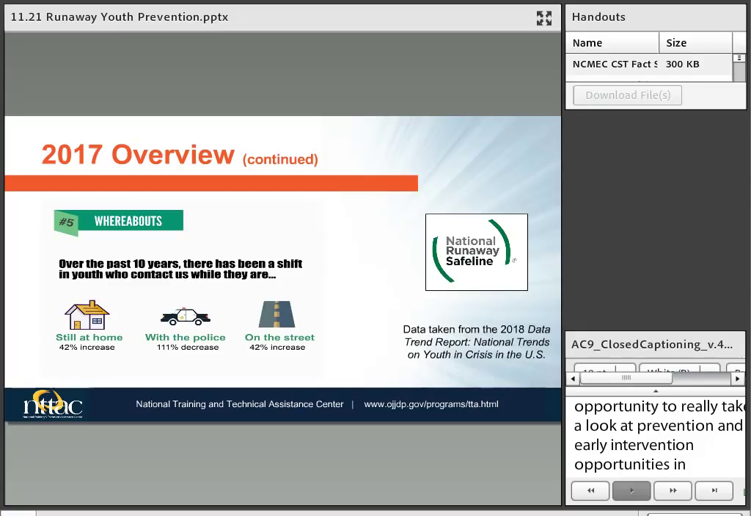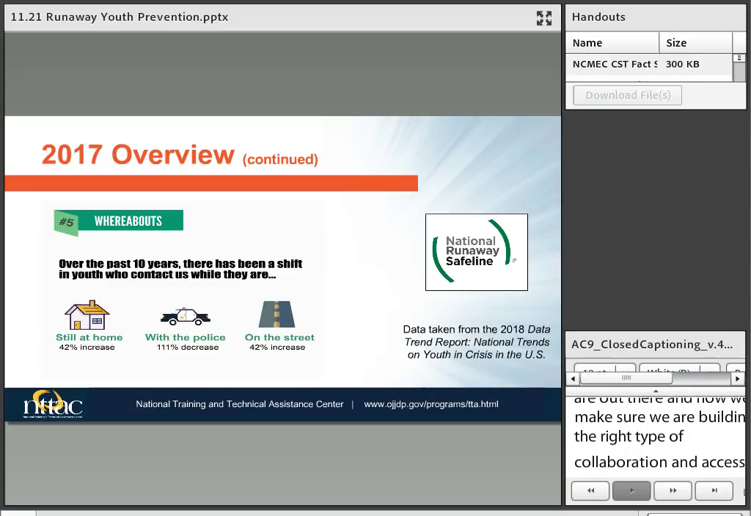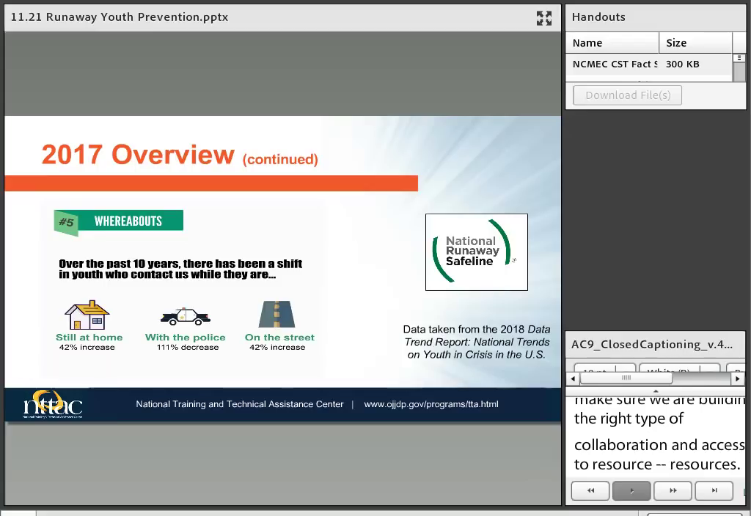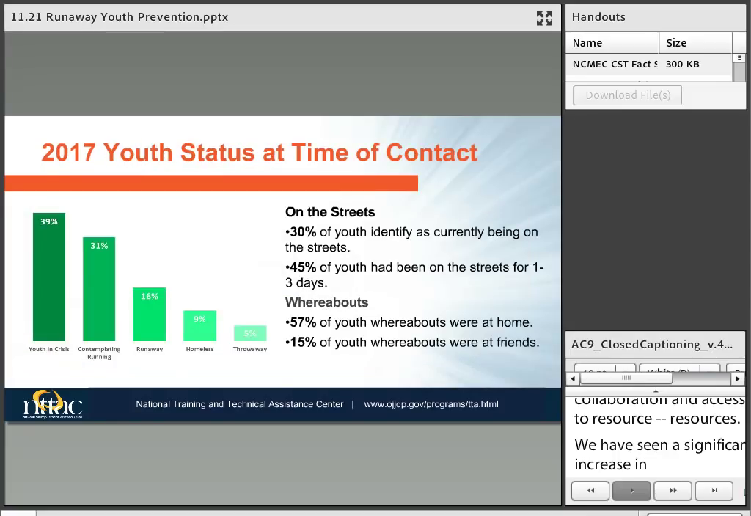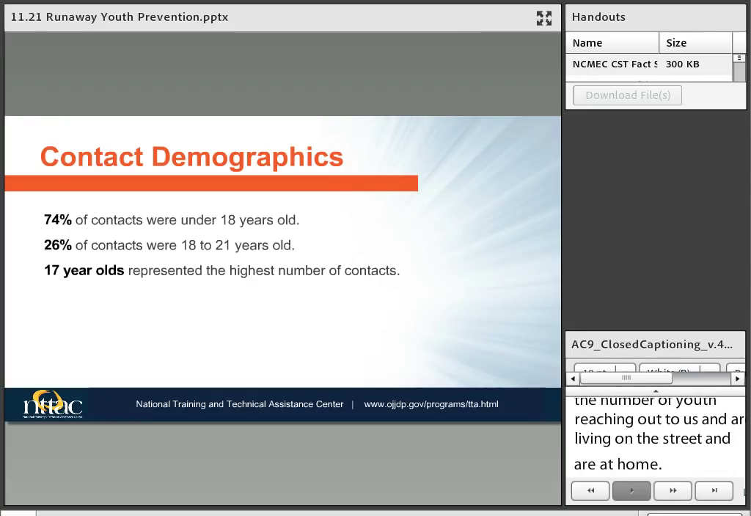We've seen a pretty significant decrease in youth who are reaching us as a result of a connection with police or law enforcement, but also over the past 10 years, we've seen a significant increase, 42%, in the number of youth who are reaching out to us and are living on the street and are at home. In the interest of wanting to get to a few other things, I'm going to skip over a few of these slides because you have access to them and can certainly peruse the information.